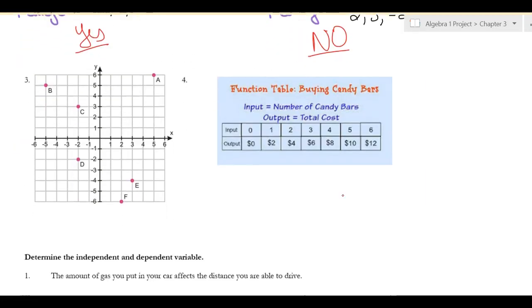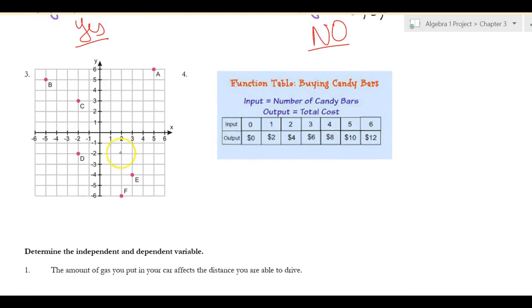All right, let's look at number 3. For number 3, the domain is the x value. So I'm going to write the coordinates of this. I think it makes it a little easier. -5, 5. This one is -2, 3. D is -2, -2. A is 5, 6. E is 3, -4. And F is 2, -6.